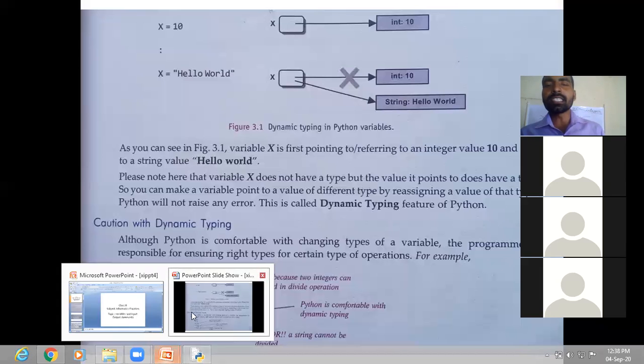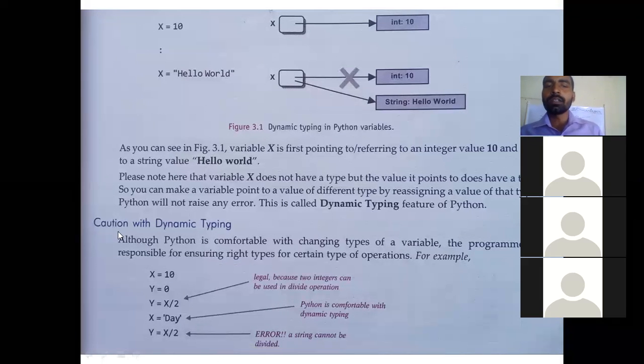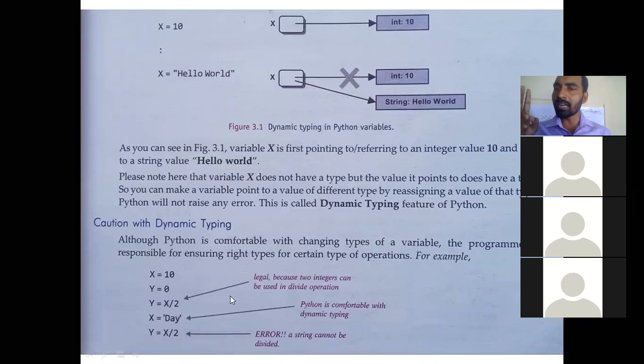Now there are certain conditions. Caution with dynamic typing. Like if you write here x equal to 10 and y equal to 0, then if you write y equal to x by 2, this is legal because two integers can have the operation, can be divided. Two numeric values can be divided, added, subtracted or multiplied. But second time if you write x equal to day, and now you want to divide x by 2, then Python will raise error.